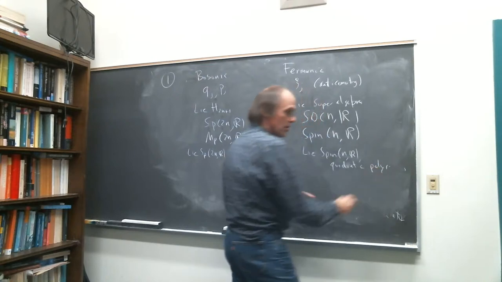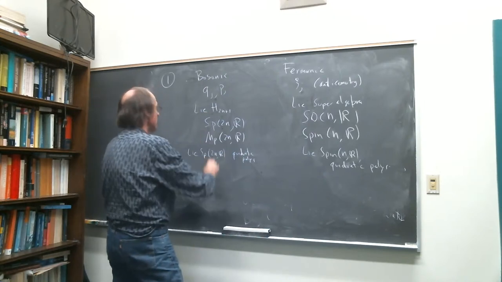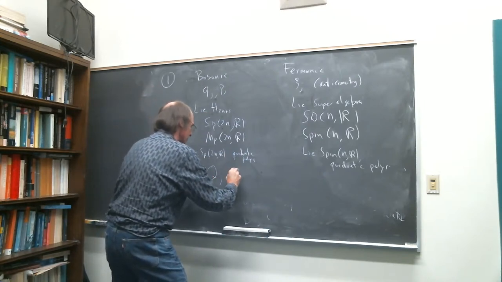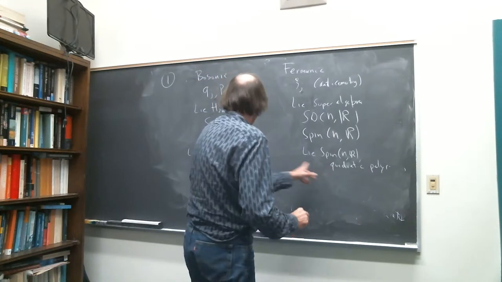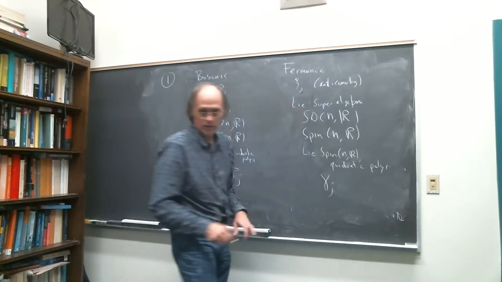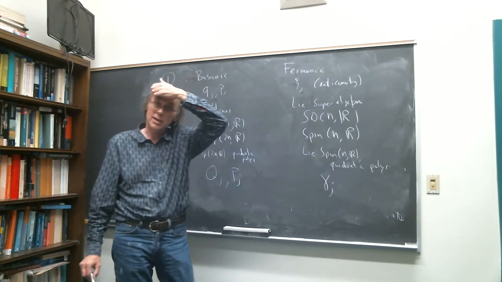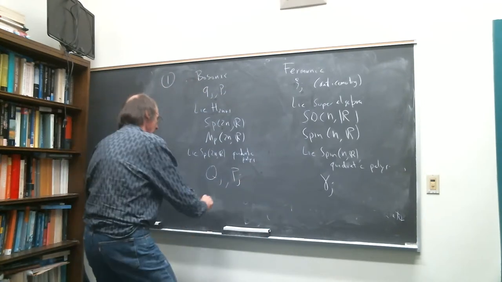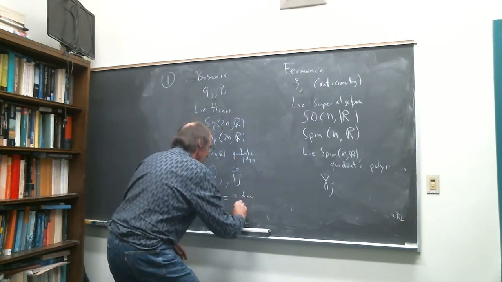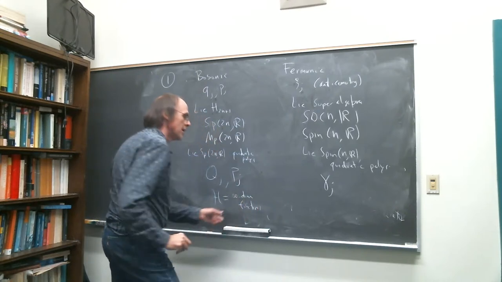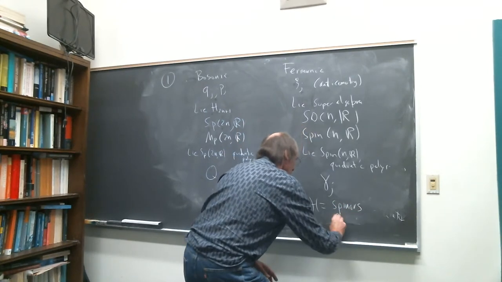Okay. And then these things: here you have these operators Q_j, P_j, which are operators on an infinite dimensional space. Here you have what are called gamma matrices; the quantization of these is basically the gamma matrices. These act on H, which here is some infinite dimensional space of functions. Here, H is the spinors, and they're finite dimensional.